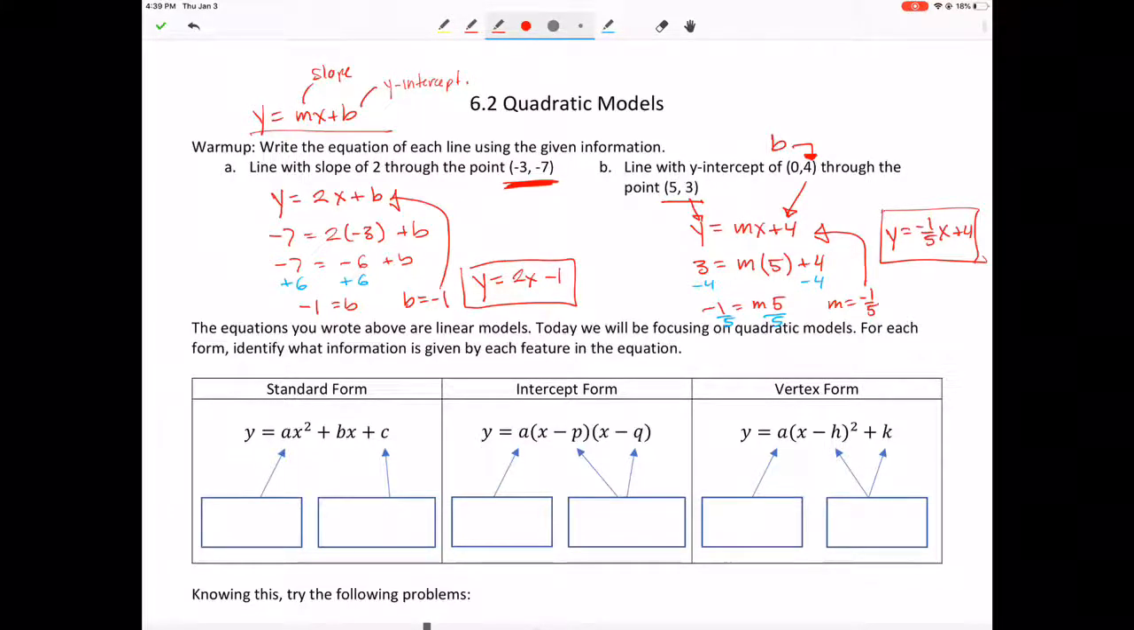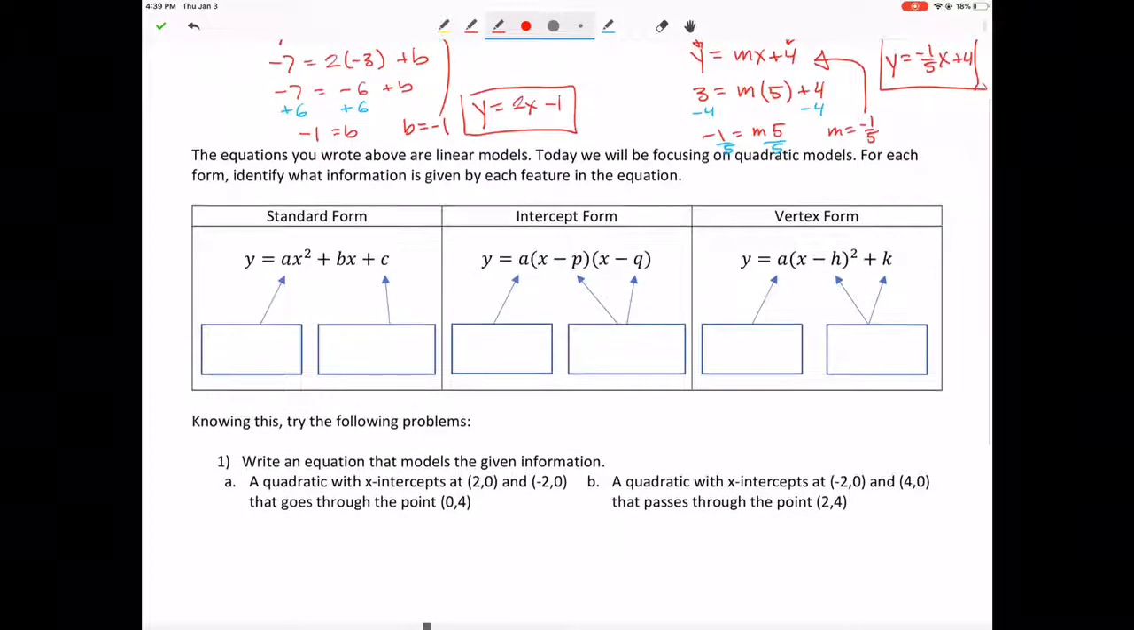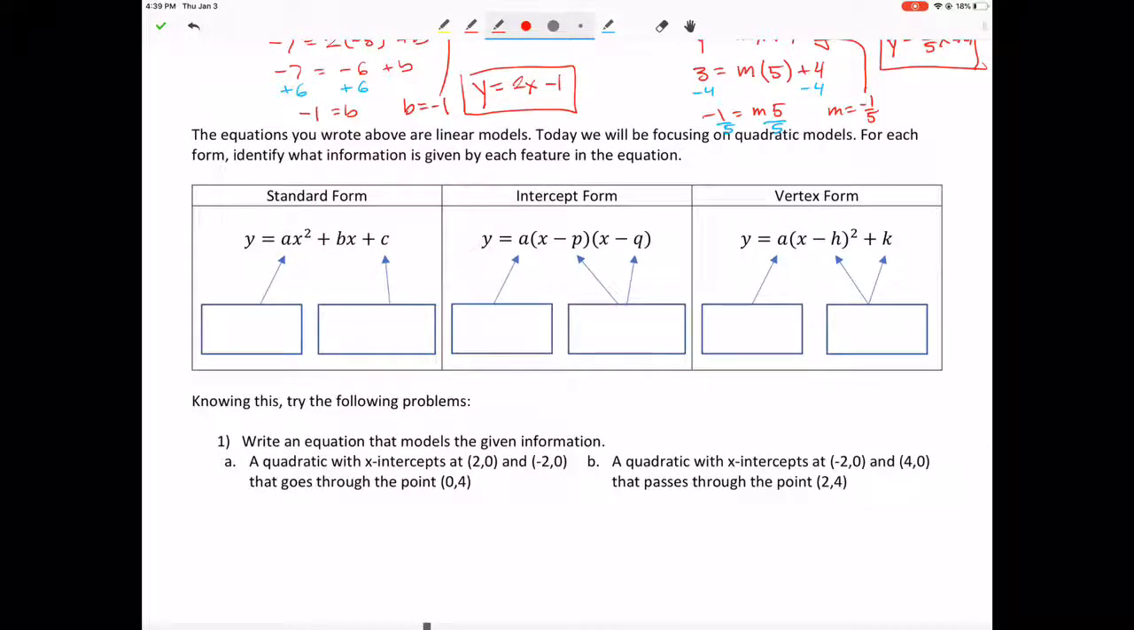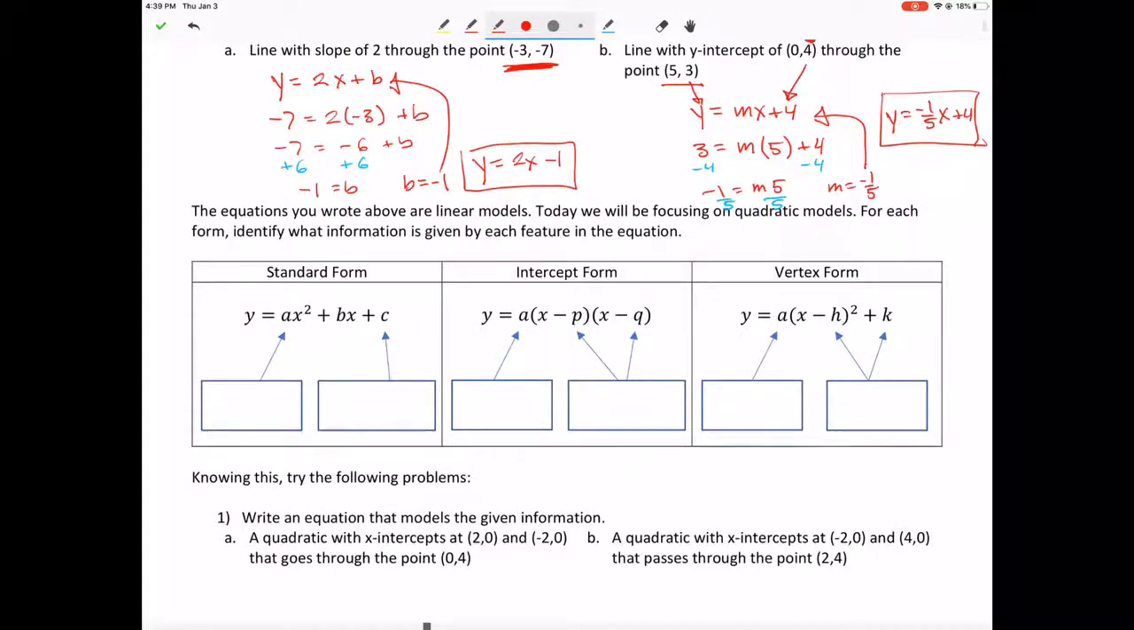Hopefully that's not too bad. If you don't remember how to do this, or if this isn't enough of a review, I would suggest coming and talking to me about that. Hopefully these examples will help. The equations you wrote above are linear models. Today we will be focusing on quadratic models.